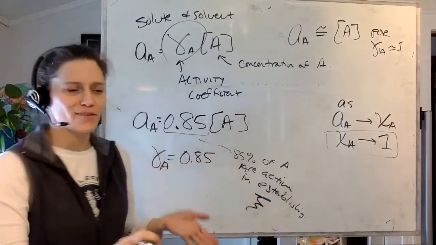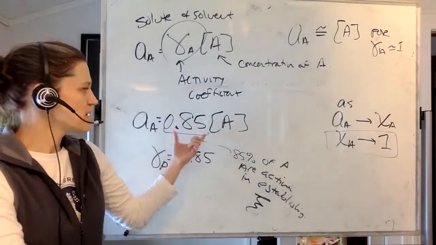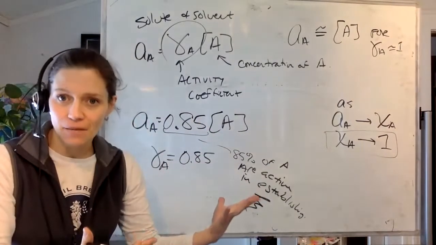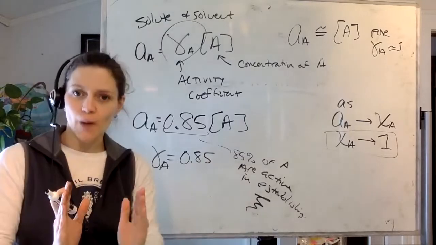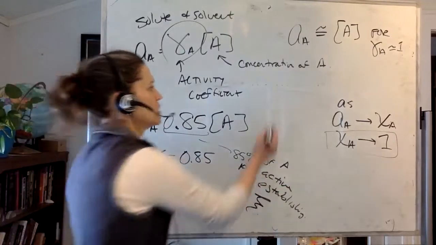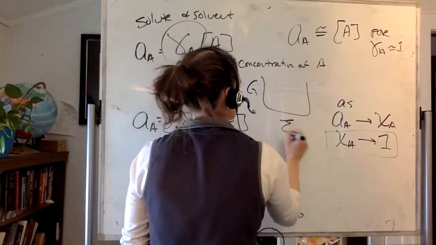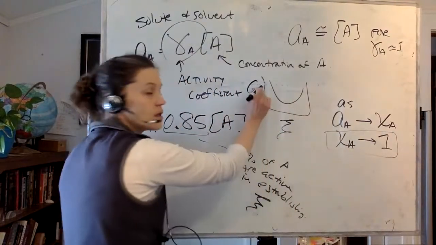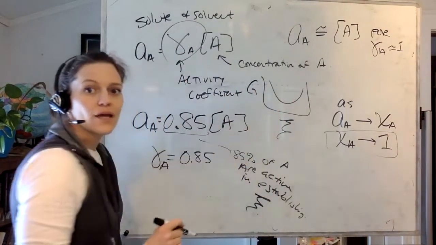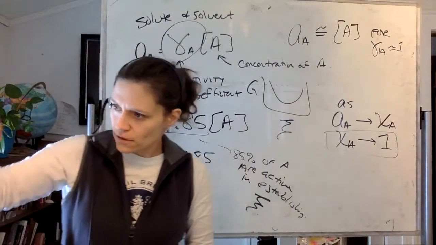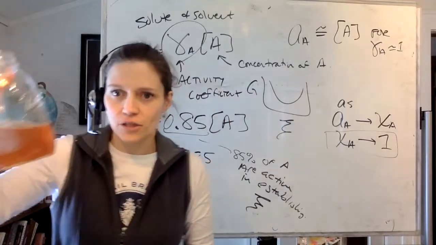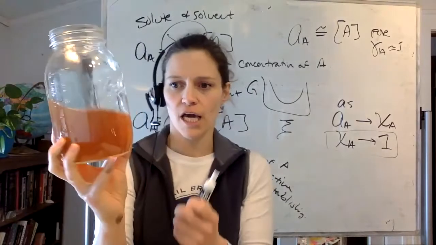So 85% of A are active in establishing where we are with respect to the reaction quotient, which is where we are along this curve. If I have, say, maybe not. So here's my kombucha, yay.